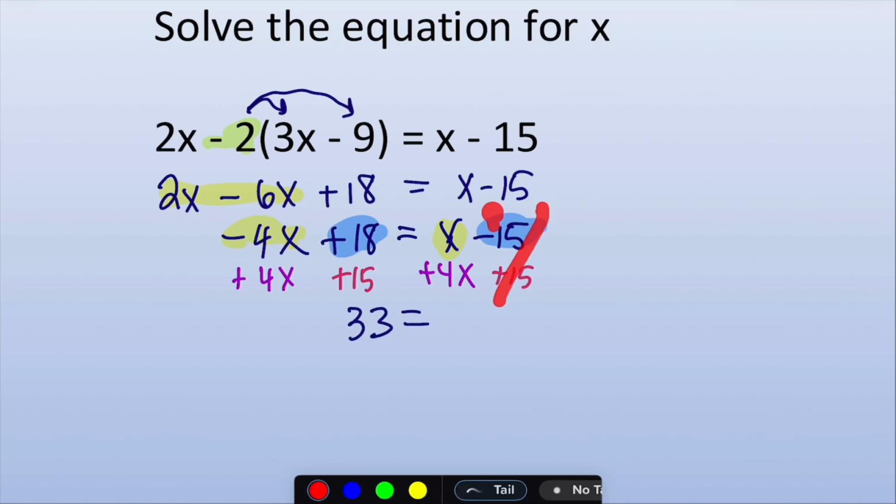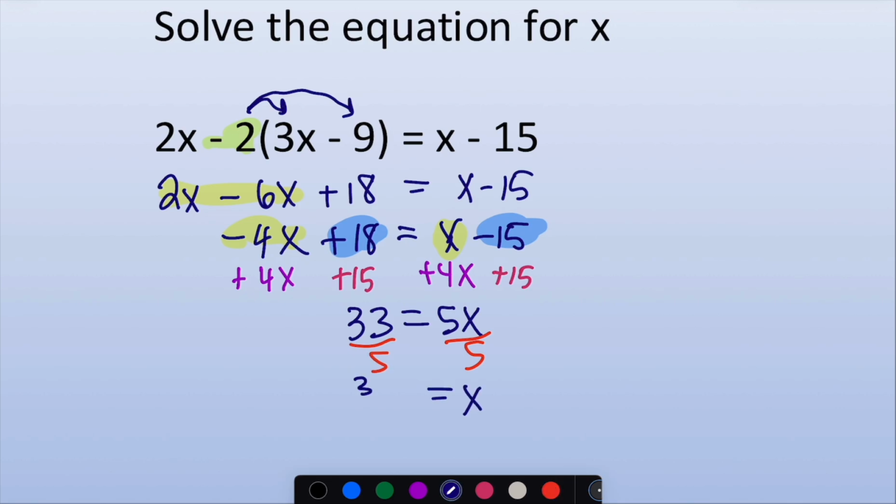On the right side, my numerical piece moved, so it canceled over to the left. X plus 4x is 5x. And then I have to get rid of that coefficient on the x. I divide by 5. I get x is 33 over 5. Now, that is a perfect improper fraction that's reduced as much as possible.